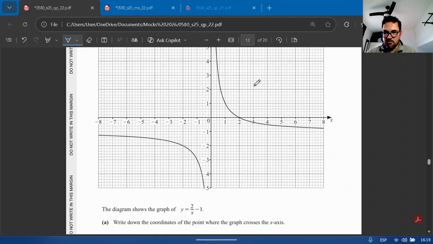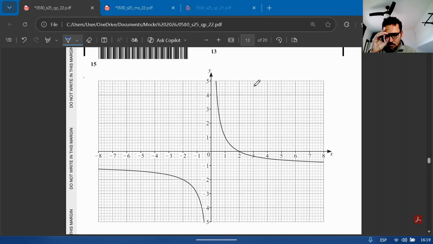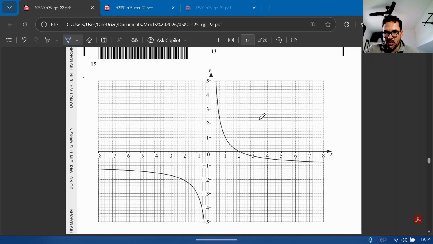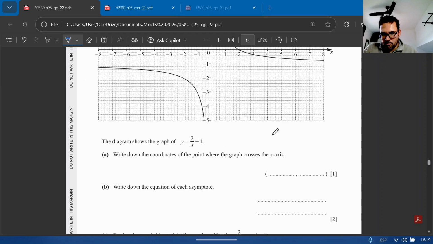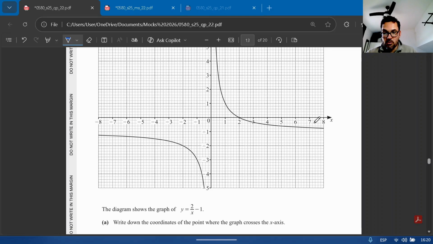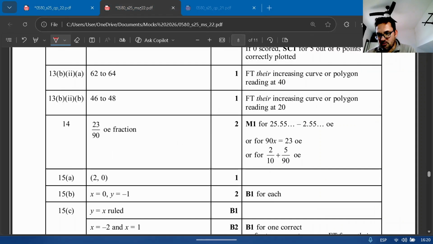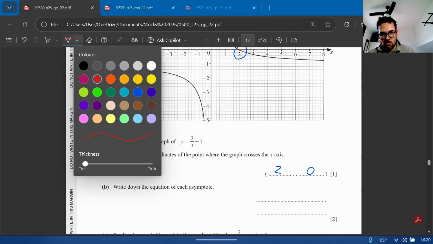Question 15. It shows us this graph. Y equals 2 over x minus 1. It's a reciprocal graph where the x is a denominator, where we divide by x. Because then this thing happens where we find the asymptotes. Well, the first question is about the point where the graph crosses the x-axis. There it is, over there. Of course, the x value is 2, and on the x-axis, the y is always 0, so 2, 0. That's straightforward. Okay, nothing else, 1 mark.